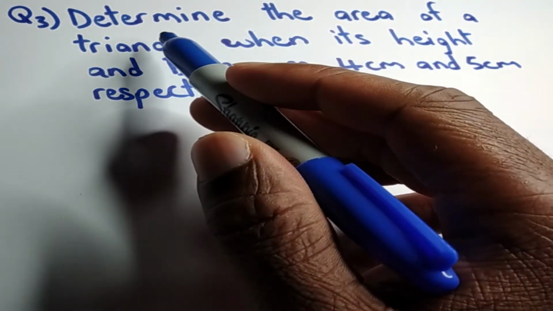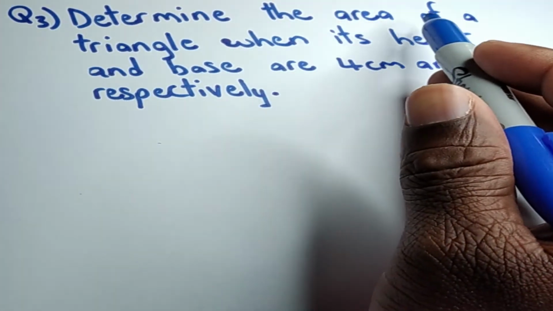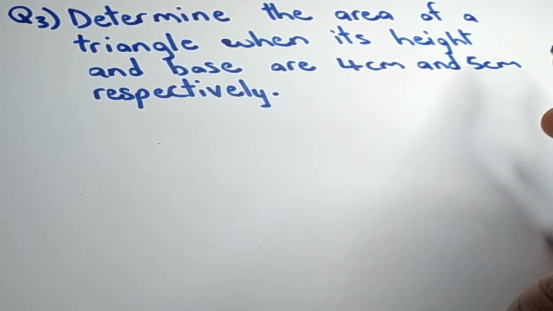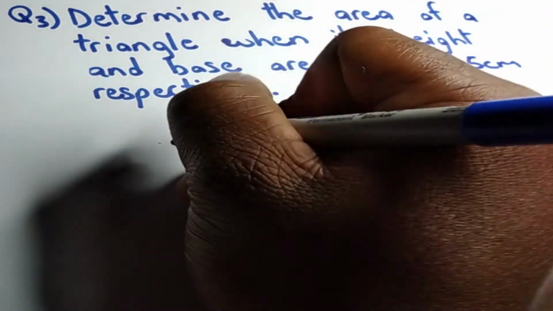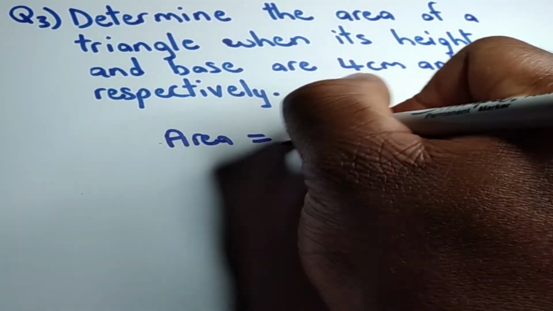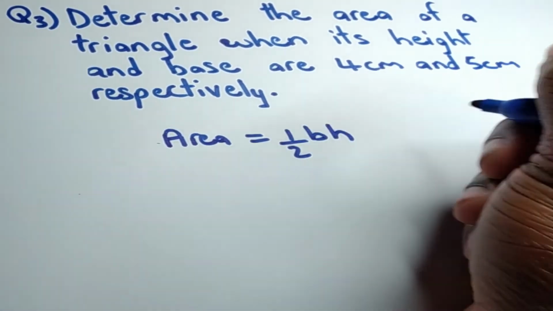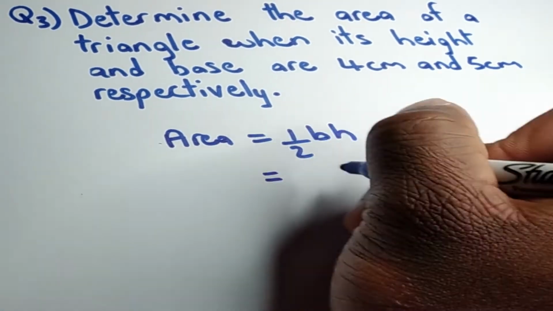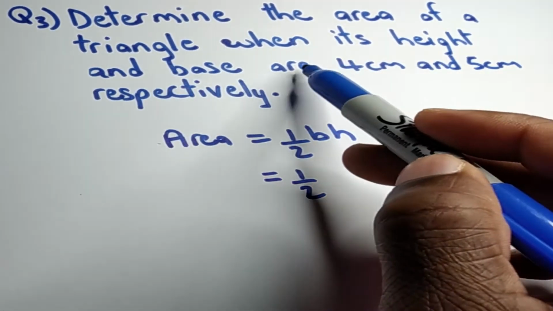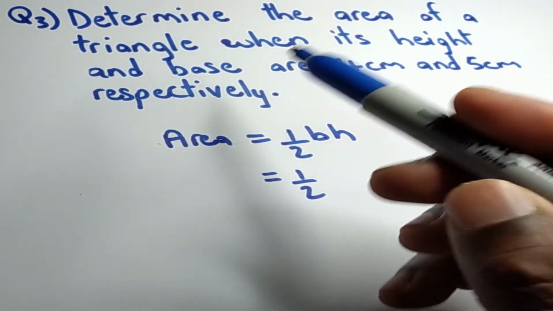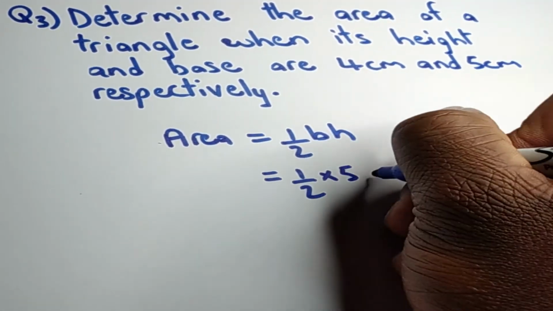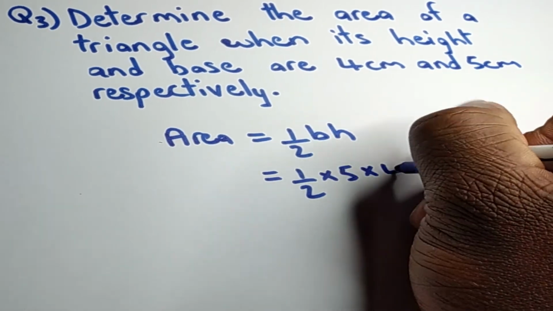Now we're looking at question 3, and they ask us to determine the area of a triangle when its height and base are 4 centimeters and 5 centimeters respectively. Remember, the area of a triangle is equal to half the base times the height. They told us that the height and base are 4 centimeters and 5 centimeters respectively, which means our base would have been 5 and our height would have been 4.